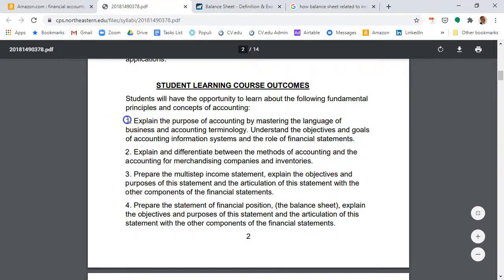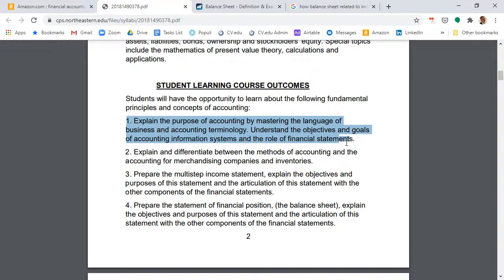So you would start off, and you need to basically show proof, and you may actually get into this and say, you know what, I don't meet the requirements of this. In some of these, whenever I look at this, it's a really well-written outcome: explain the purpose of accounting by mastering the language of business and accounting terminologies, understanding the objectives and goals of accounting and information systems, and the role of financial statements.